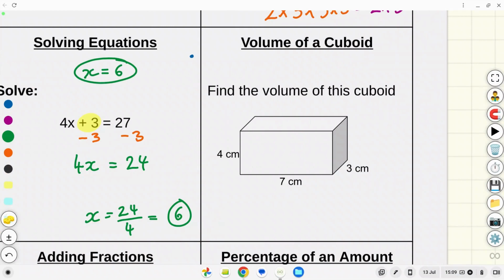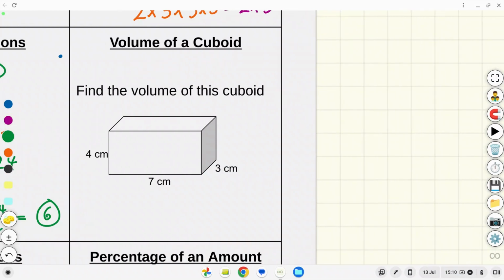Volume of a cuboid, very easy to do. All we do is times the 3 dimensions together, so 4 times 7 times 3. You can do this in any order, so if you want to do the 7 times 3 first, I think I'm going to do that, because 7 times 3 is 21, and 4 lots of 21 are 84.